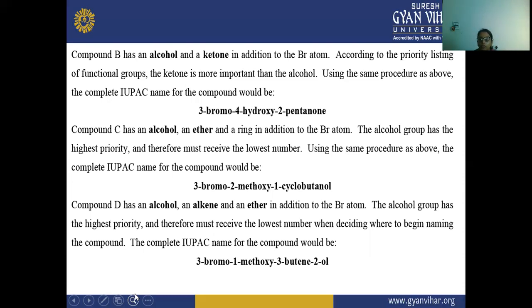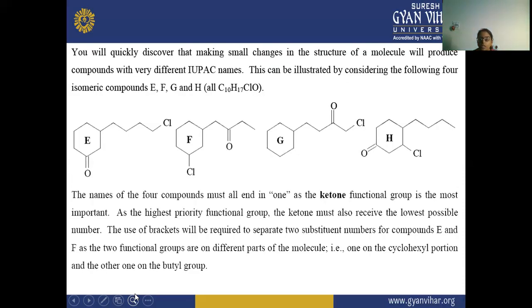Compound D has an alcohol and an ether in addition to the bromo atom. The alcohol group has the highest priority, so it must receive the lowest number. So its name is 3-bromo-1-methoxy-butan-2-ol.